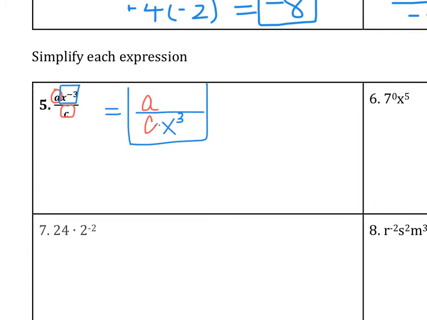And we didn't move the A, and we didn't move the C, because really that has an exponent of 1. There's no negative exponents on there.